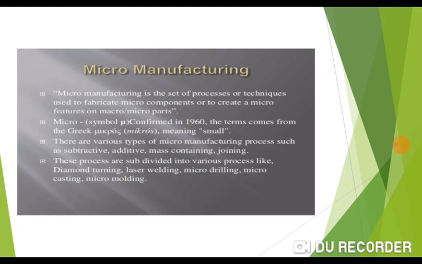So there are various types of micro manufacturing processes such as subtractive, additive, joining, and mass containing processes. These processes are further divided into diamond turning, laser welding, micro drilling, micro casting, and micro molding process.